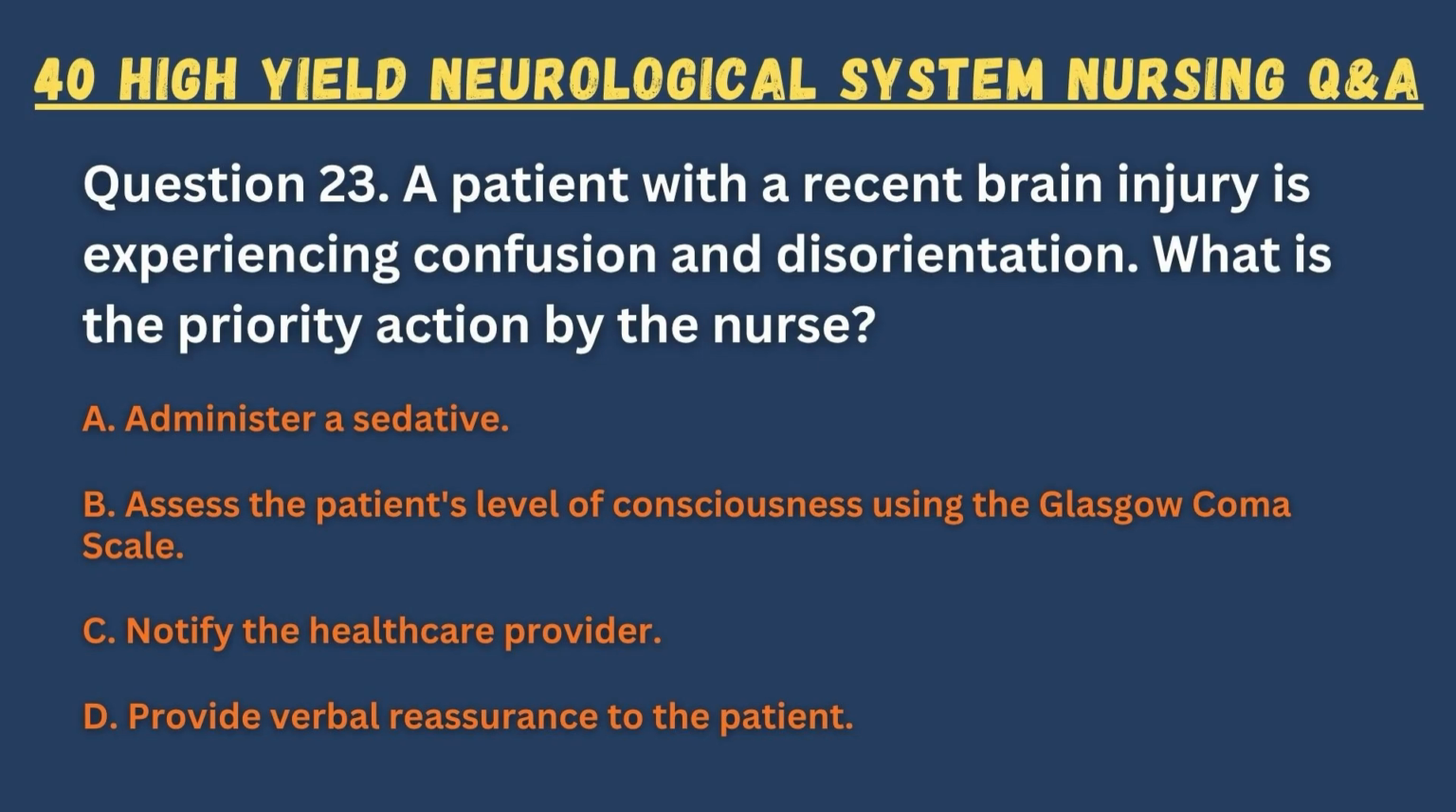Question 23. A patient with a recent brain injury is experiencing confusion and disorientation. What is the priority action by the nurse? A. Administer a sedative. B. Assess the patient's level of consciousness using the Glasgow Coma Scale. C. Notify the healthcare provider. D. Provide verbal reassurance to the patient.